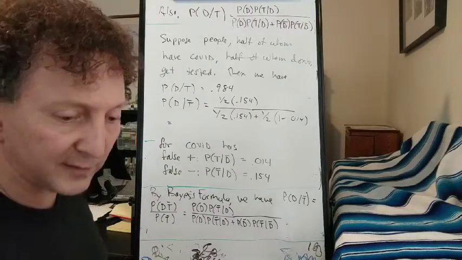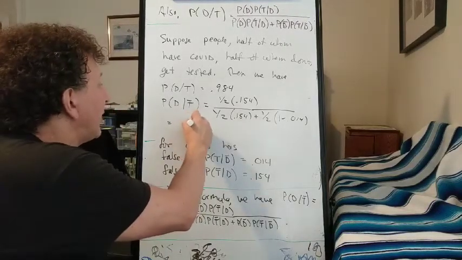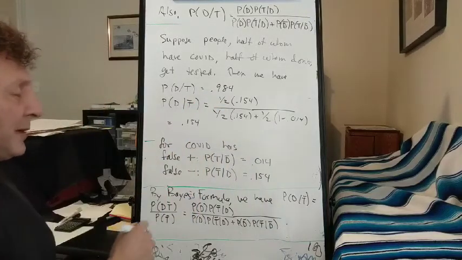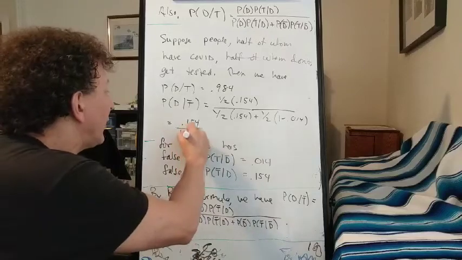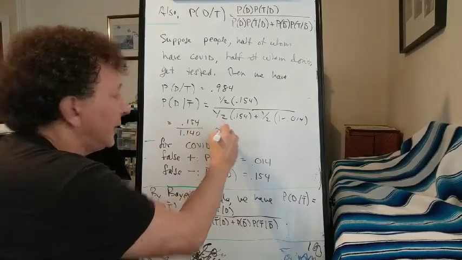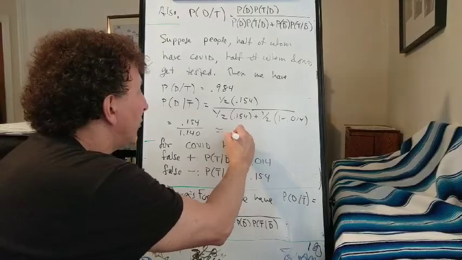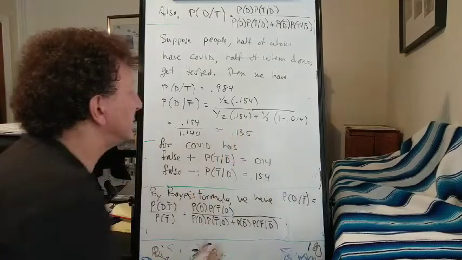So I get that's 0.154, multiplying top and bottom by 2 to get rid of the 1/2, divided by 1.140, which is approximately equal to 0.135.